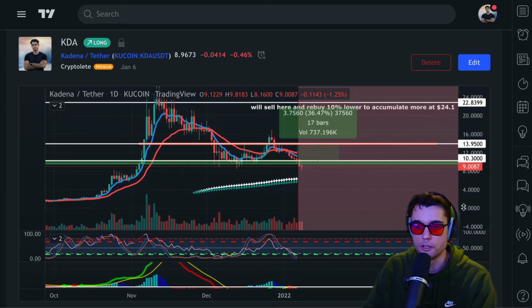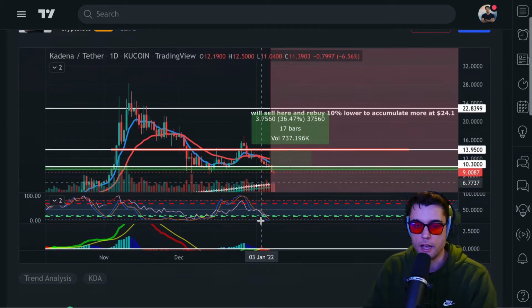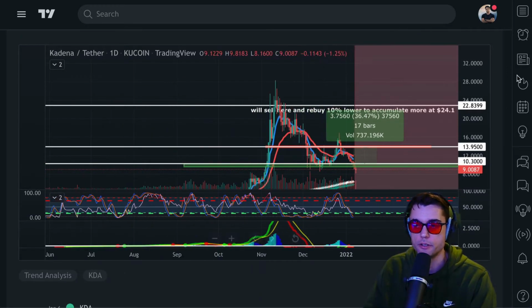For the other KDA that I'm holding on to, I am not planning on selling it until it comes back up here, and then I'm going to rebuy it 10% lower. Like I said, I'll hold this for years.